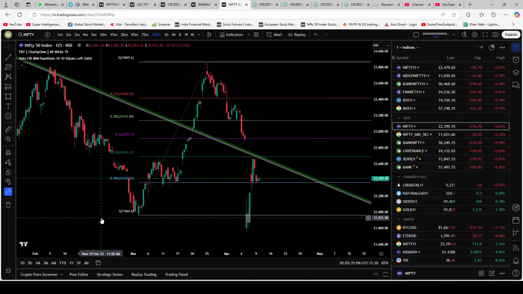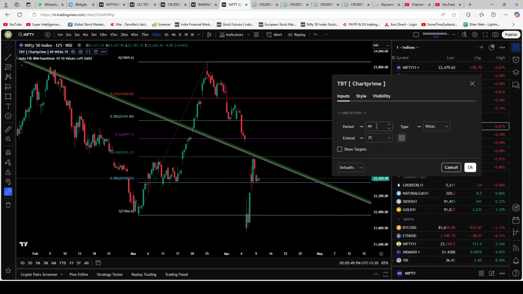The indicator that I'm using in this is TBT by Chart Prime, which is providing me the trend line. Now the trend line, I'm using a custom setting. It does not come default like this. If I start using the default settings, it will look something like this. I'm using 49.75, and some people consider the wick to be the top.